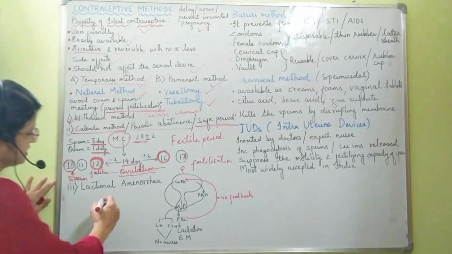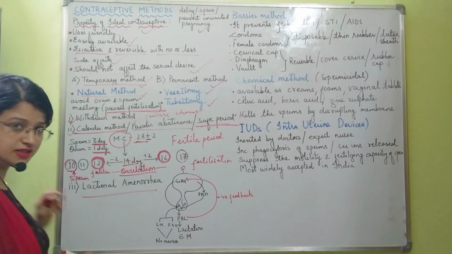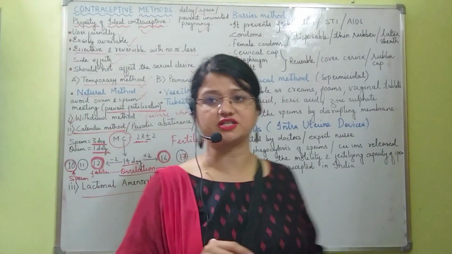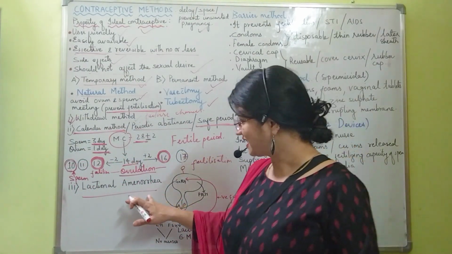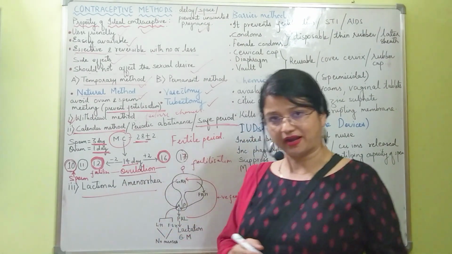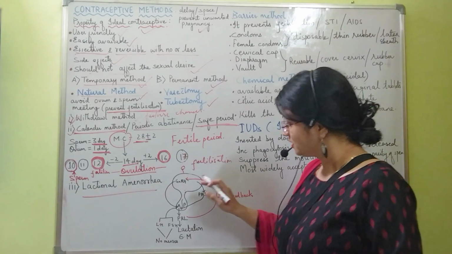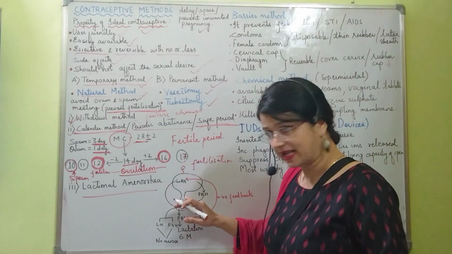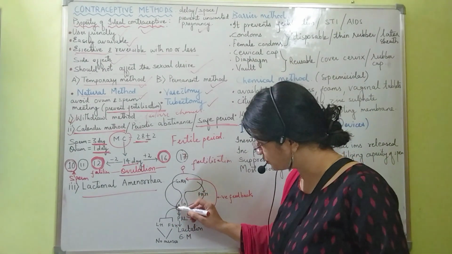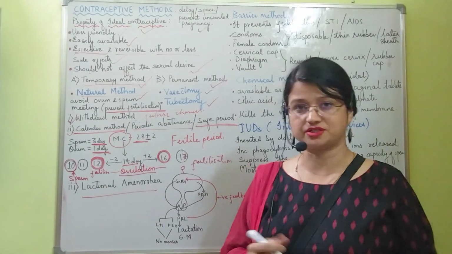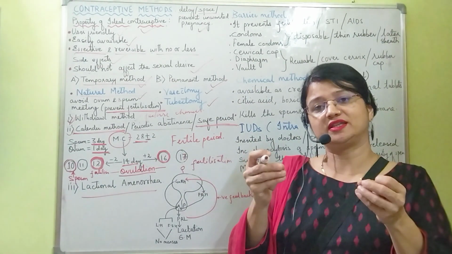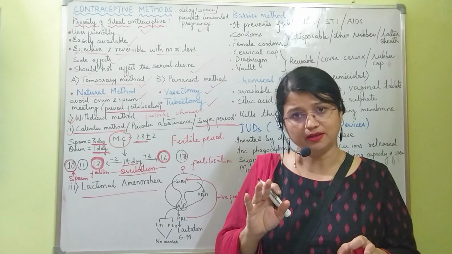The third one is lactational amenorrhea. Okay, you have to remember lactational amenorrhea. So what is the concept behind lactational amenorrhea? Just see here, this is our pituitary gland. Just see here, this is the pituitary gland after parturition. Parturition means when the woman has given birth to a baby.